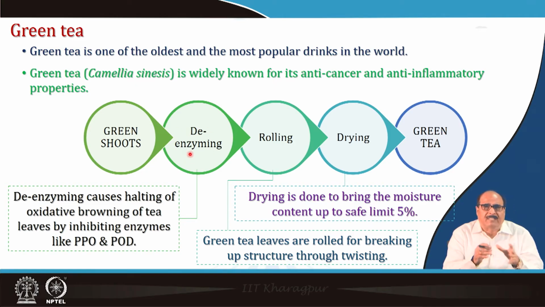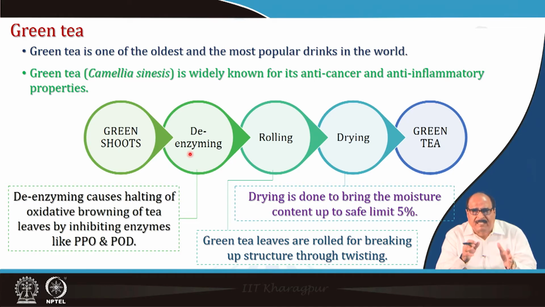That is, they are given some sort of heat treatment, either steaming or some other suitable heat treatment, so that these enzymes, polyphenol oxidase, are inactivated. After that it is rolled and dried, so you get a green tea. So, there is no oxidation at all here.